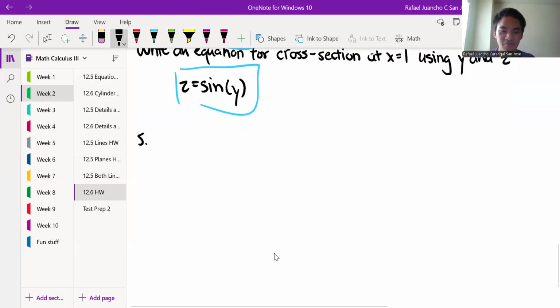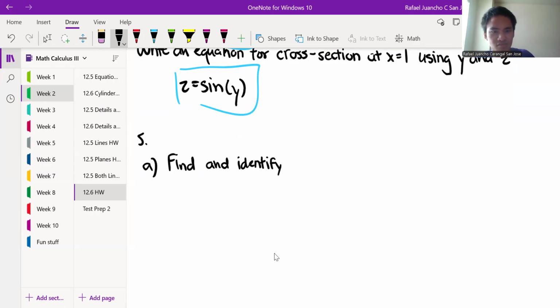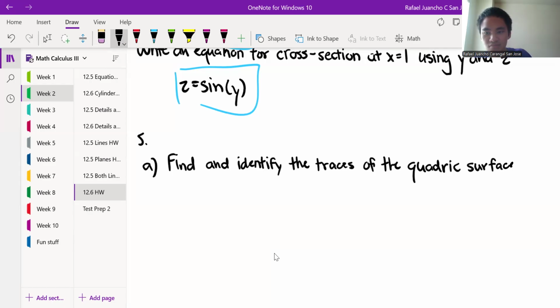So in the previous video, I had a hard time doing this, and I learned of a strategy from my professors, which I'm going to incorporate in these exercises. So here we're being asked to find and identify the traces given the equation of a quadric surface. So let's quickly do that. x squared plus y squared minus z squared is equal to 49.